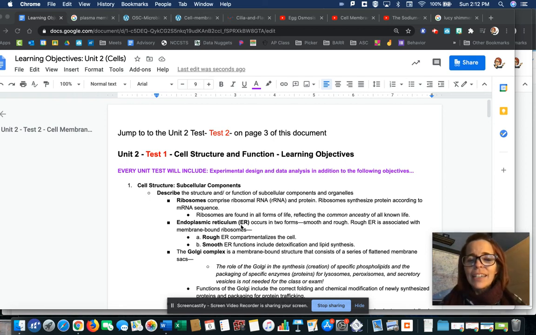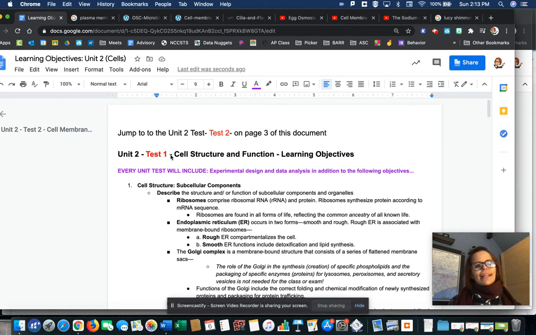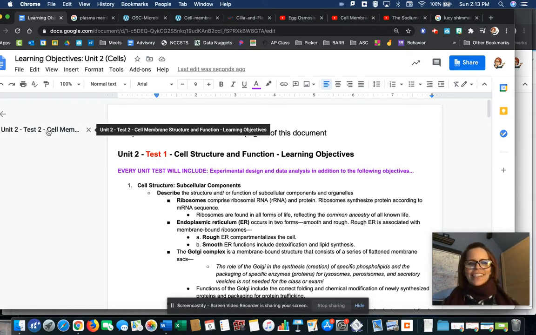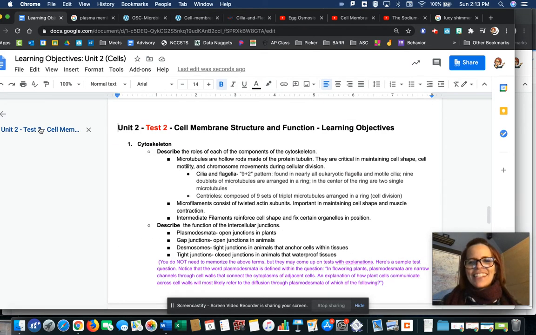All right, hello everybody. I'm going to go over the learning targets for the second half of the cell unit. So if you go to your learning objectives, you can see that test one is right here, and we don't want to look at test one. I see that Google Docs has got this new bookmark thing. So go ahead and click on that bookmark thing, and it takes us down to test two of unit two.